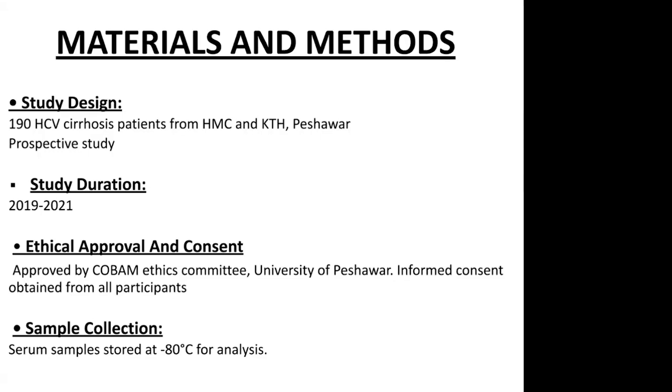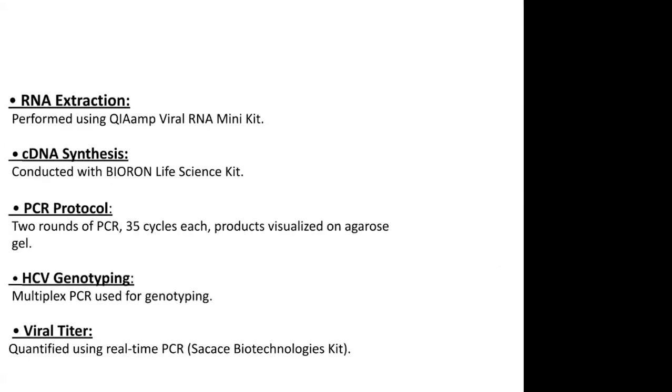We collected the blood samples, which were stored at minus 80 degrees Celsius for analysis. We extracted the RNA using the QIAamp viral RNA mini kit. The complementary DNA synthesis, since HCV is an RNA virus, was conducted with Bioron life science kits. All of these are the instruments which are used for the genotyping of HCV. Two rounds of PCR, 35 cycles each, and the product was visualized on agarose gel. For HCV genotyping, multiplex PCR was used, whereas for viral titers or viral loads, we used real-time PCR.